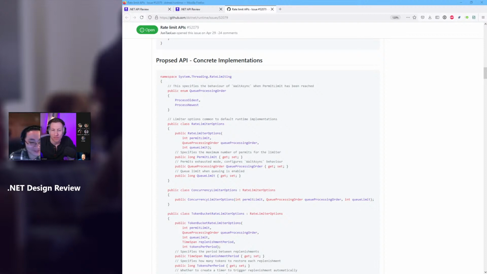I think queue processing order is fine. I was going to suggest renaming them to oldest first and newest first. That same suggestion came up in YouTube chat. But I like that. Yeah, that sounds pretty good too. So keep the enum name the same, but for the values, drop process and put first. I like it.